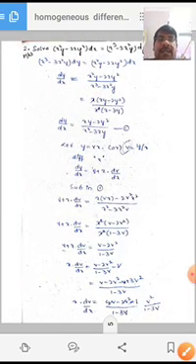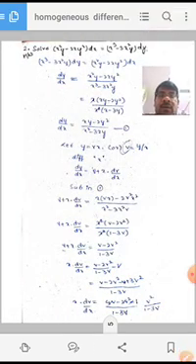Next application. Here solve the differential equation (x square y minus 2xy square) dx is equal to (x cube minus 3x square y) dy.